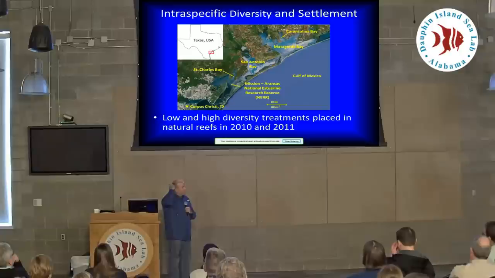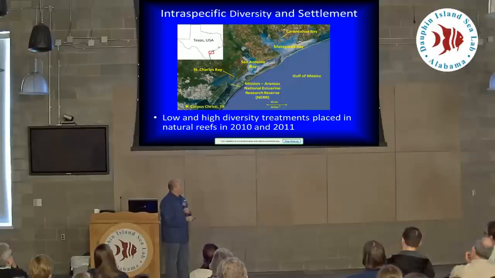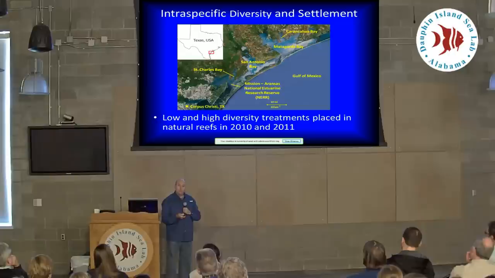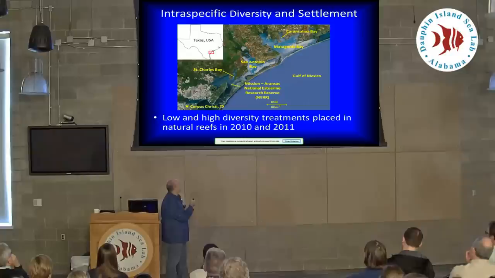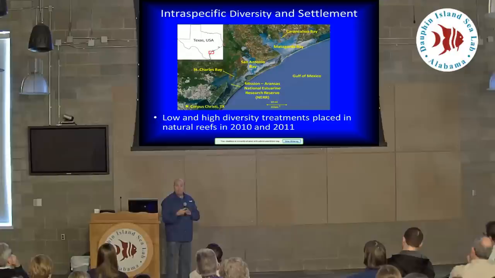So with that in mind, we decided to manipulate diversity. In Texas, our bays, we have this lagoonal system. We have low water exchange in the bays. And so the idea was that for an oyster in Copano Bay, for example, the residence time in that bay is a year. Okay, in San Antonio Bay, it's 80 days. Okay, so this far exceeds the 2 weeks that oysters are in the plankton. So we didn't figure a lot of oysters were getting between bays.